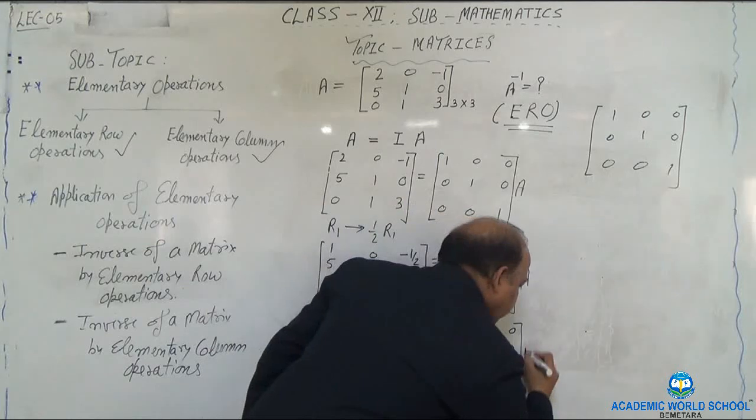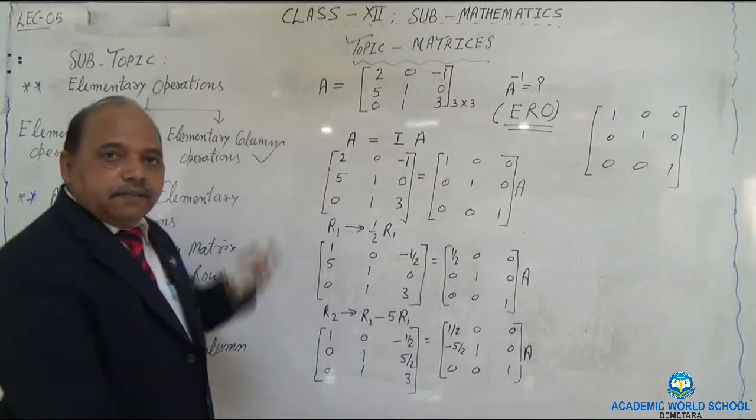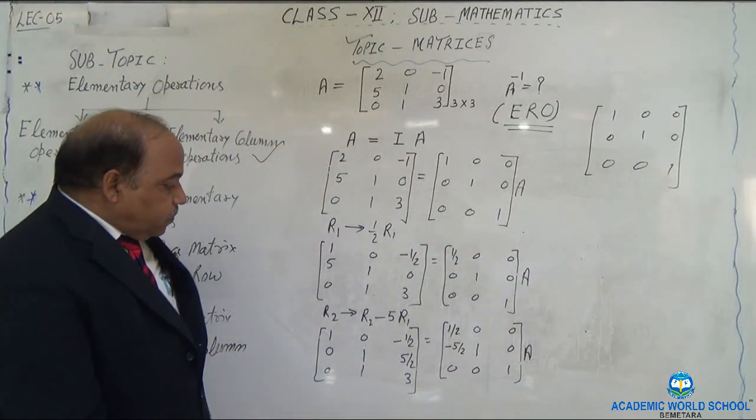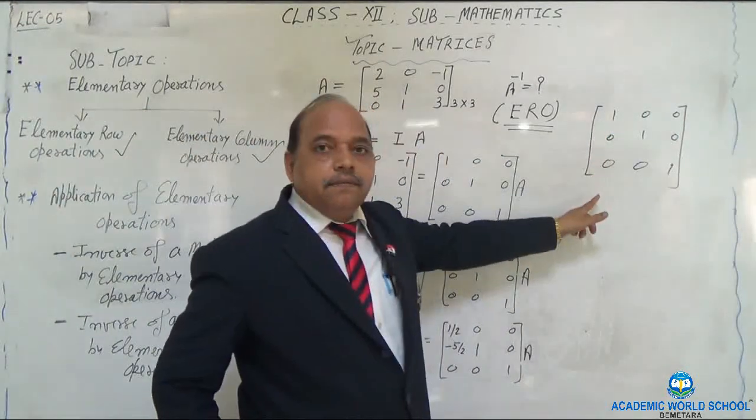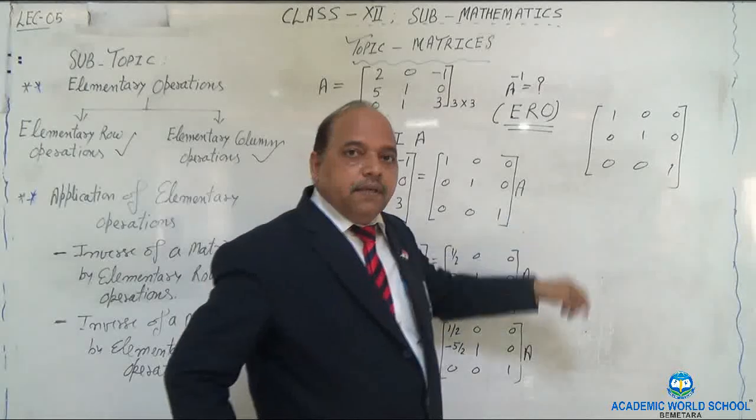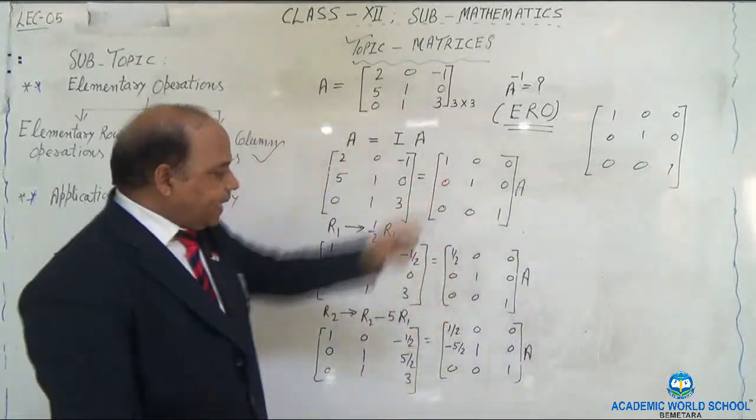And then don't forget, this A will remain as it is. There is no change in that. So we have got 1, 0, 0. Look at this. We have arranged the first column. Now we have to arrange the second one.